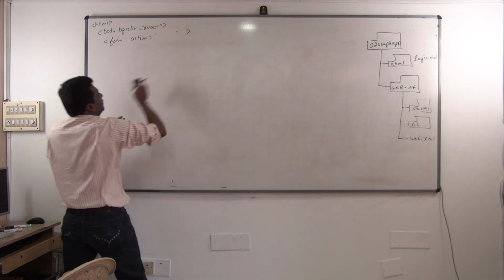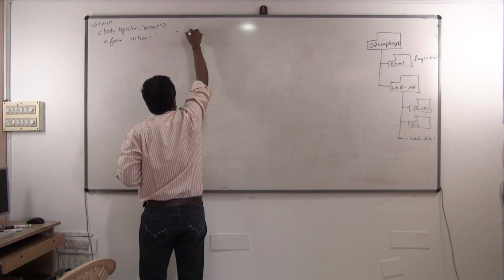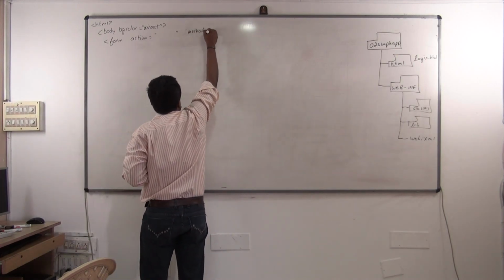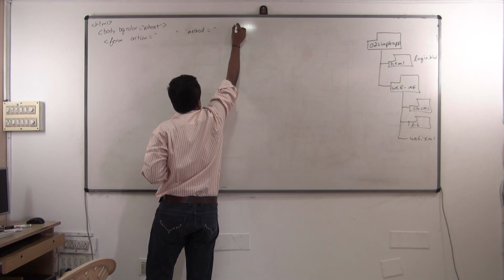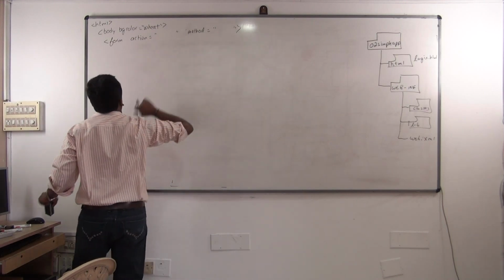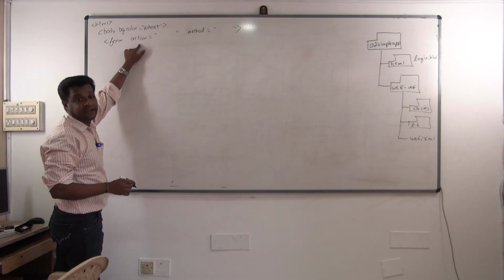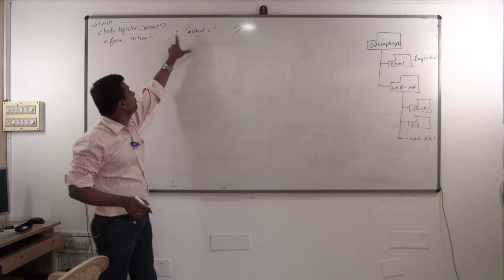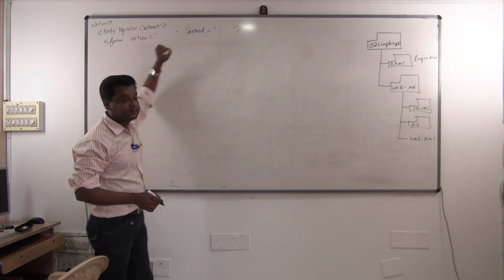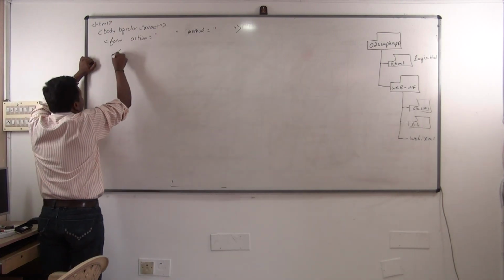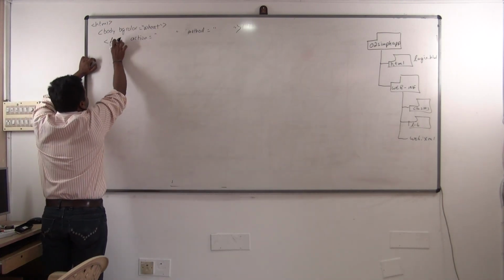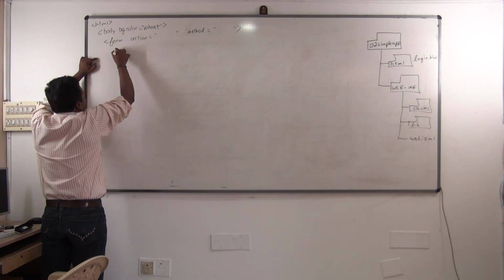Fine. And I'll be telling it method is equal to some value I have to give. So I'll fill those values. Hold on. But this is the tag. Form is the tag. What is the concept here? Action is the attribute. One more attribute of form tag is method. Fine. So now inside form, you can start writing your HTML code.